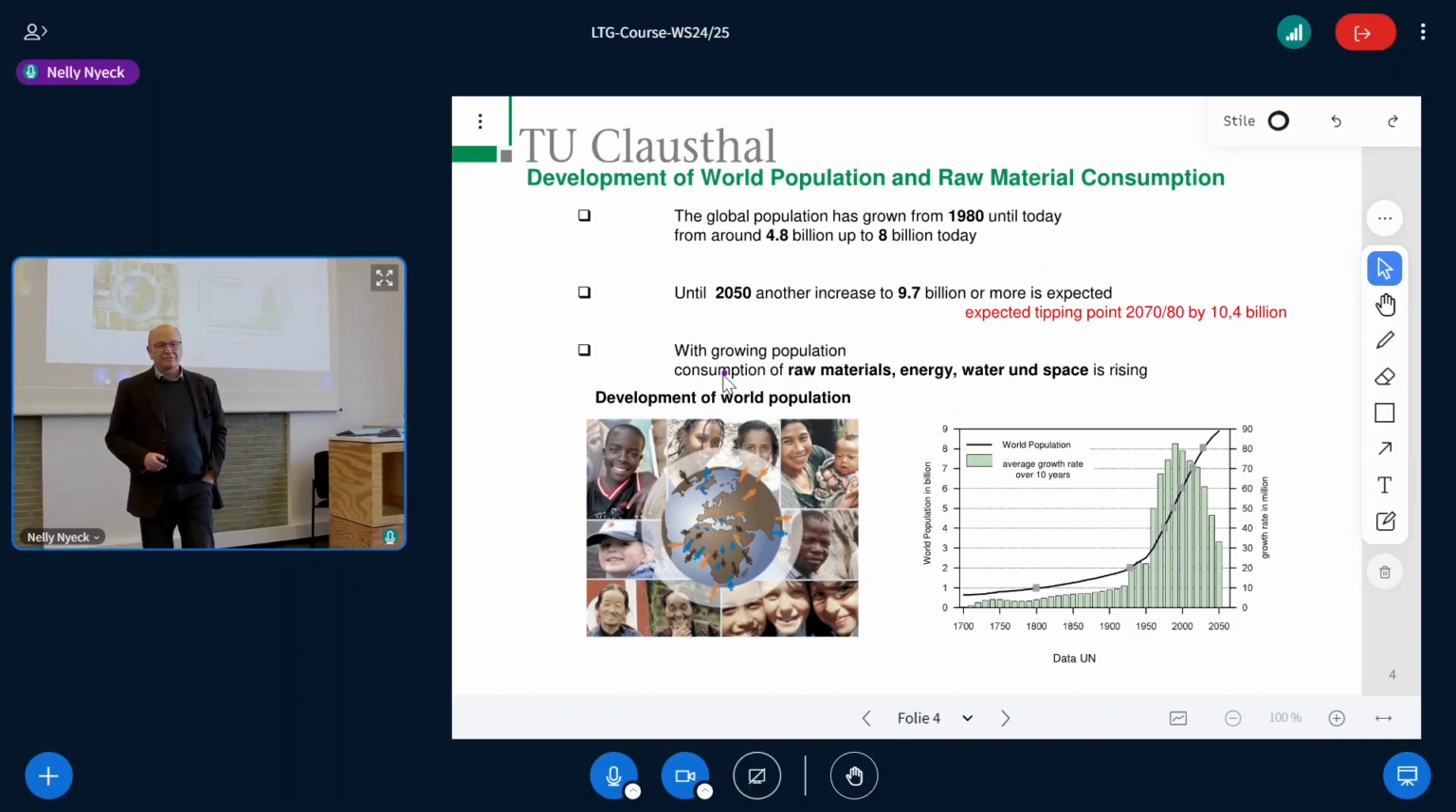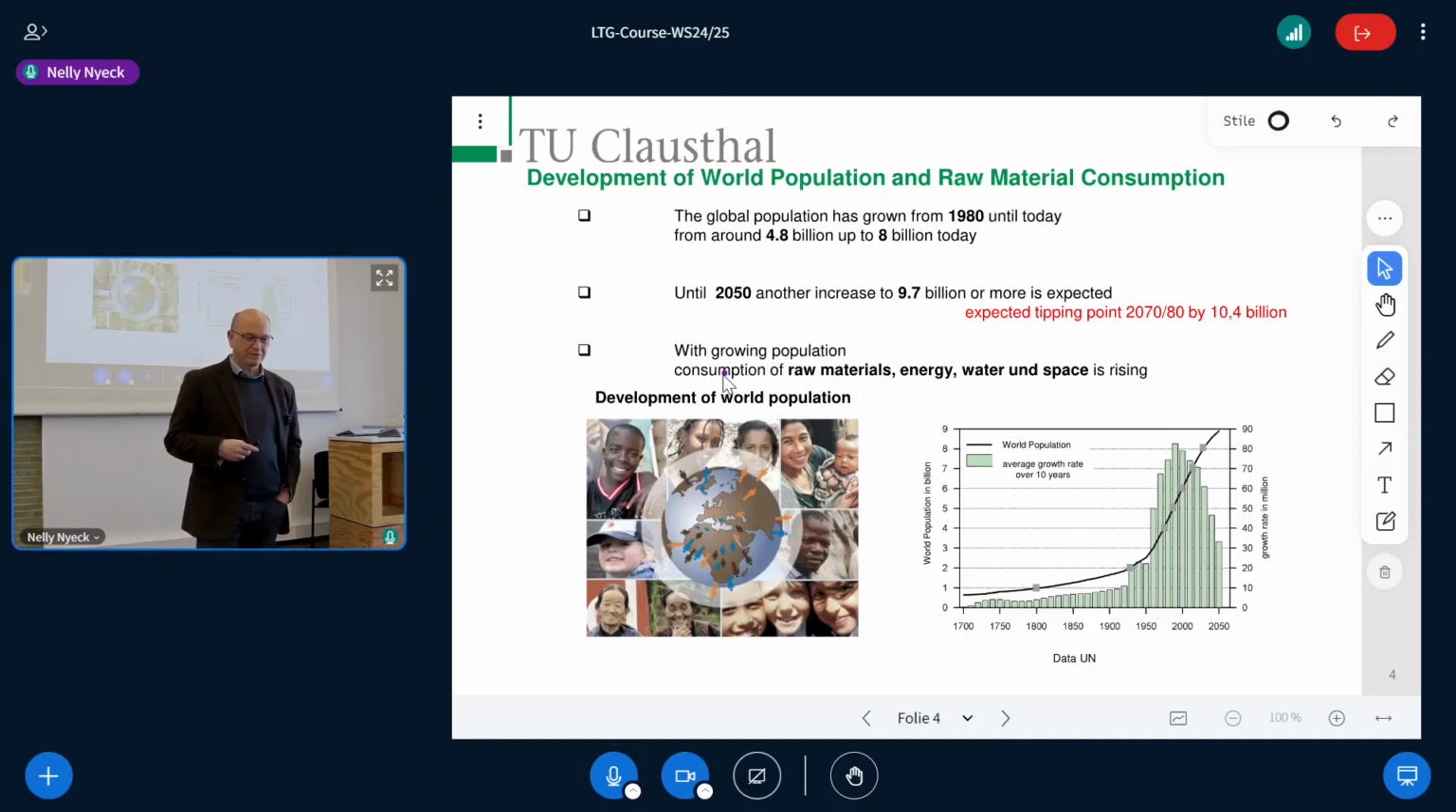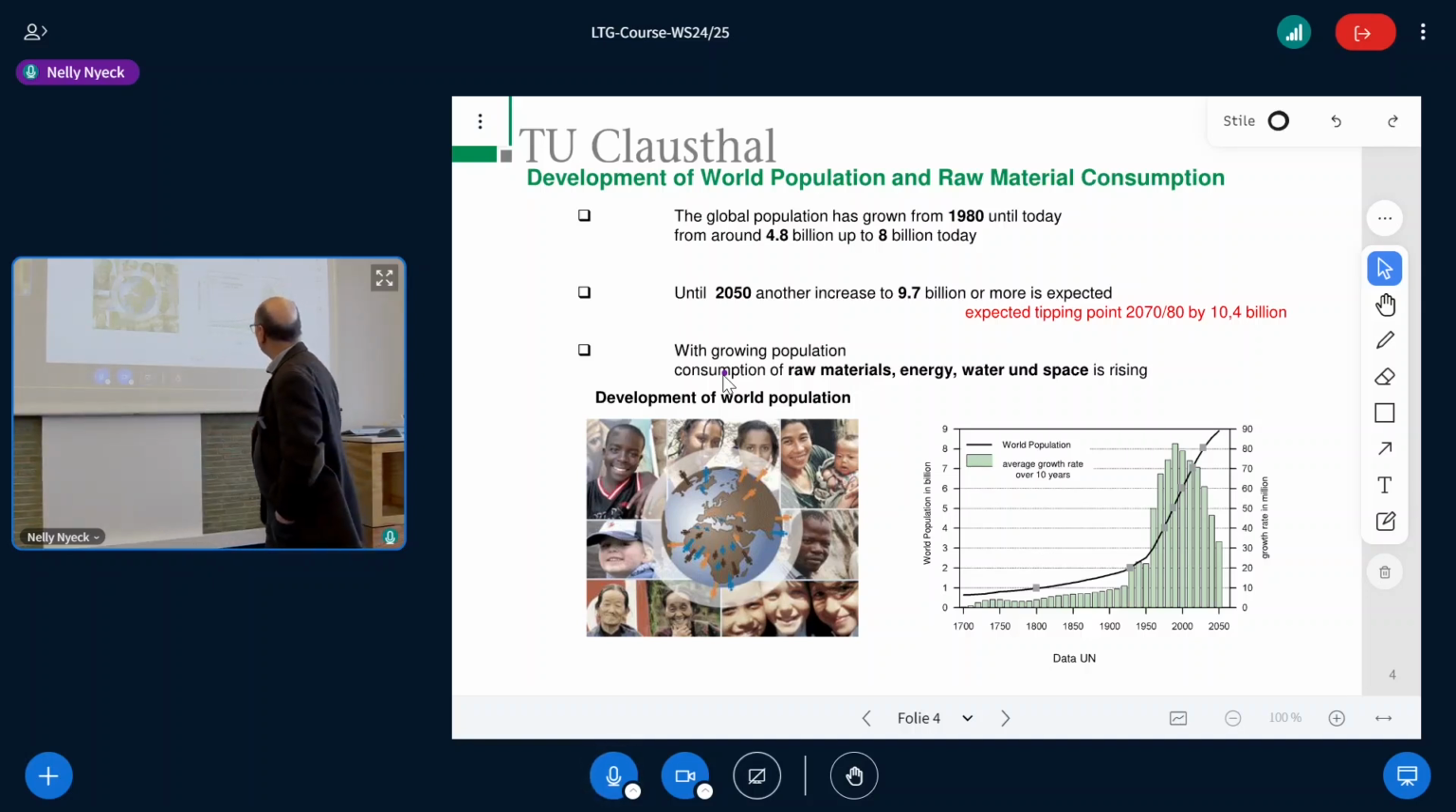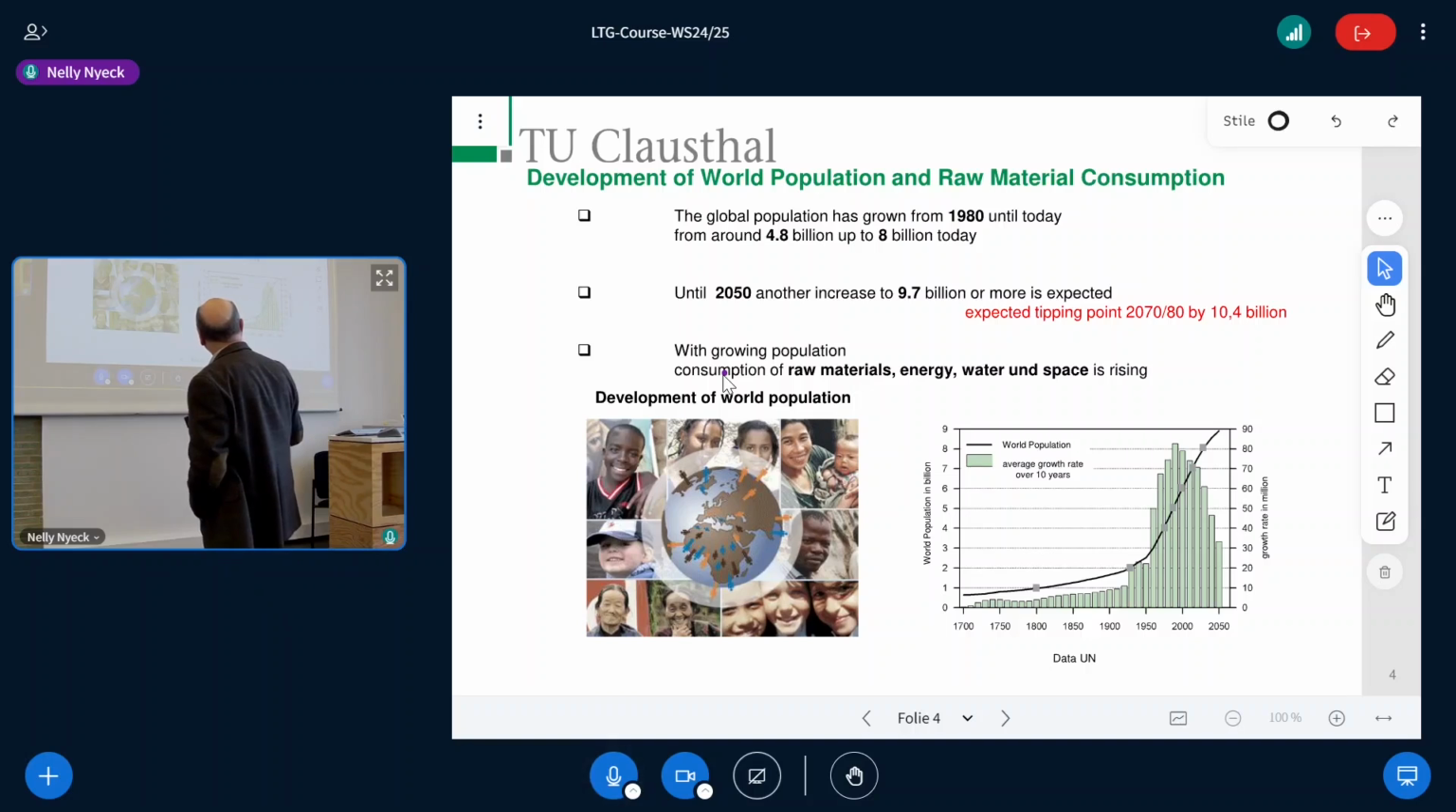First of all, let's have a look at the development of the world's population. When we look back to the 80s, we had about 4.8 billion people. Today we are 8 billion people, but it's not a disaster coming up. What you can see here is those green parts are the growth of population. It's going down.